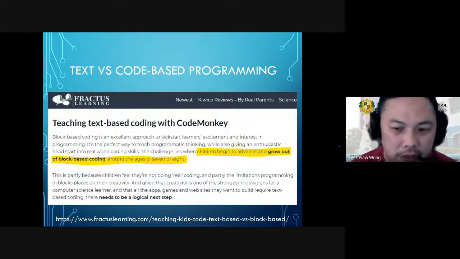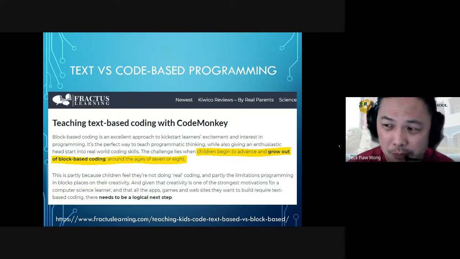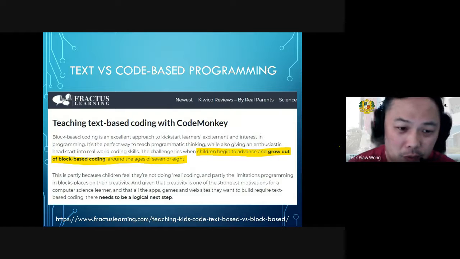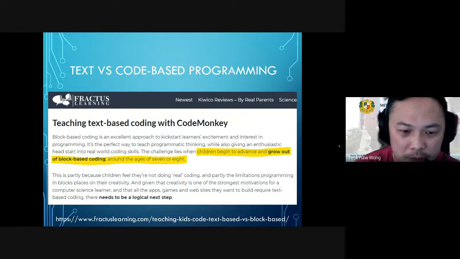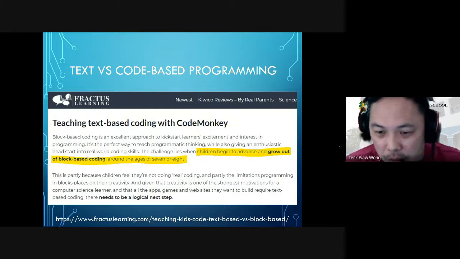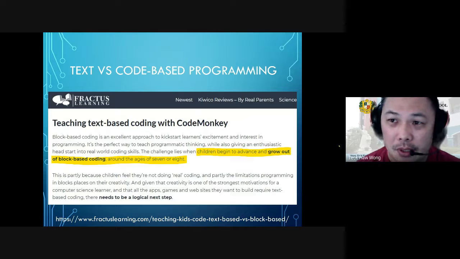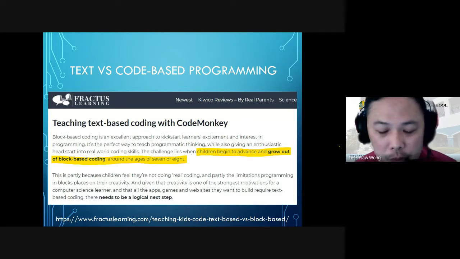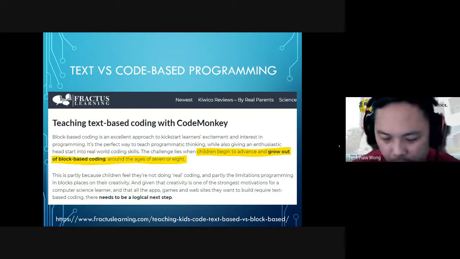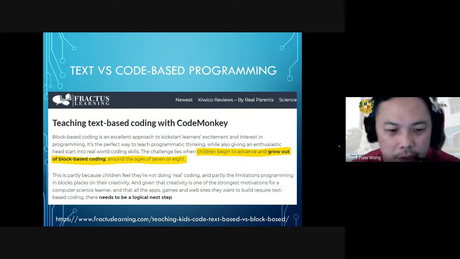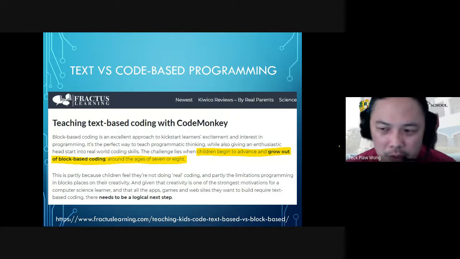So I've been trying to find some literature research about the age appropriateness for block-based programming. There isn't that much. I would say the literature is quite mixed, in support of both strands. But I found this website which says that the challenge lies when children begin to advance and grow out of block-based programming around the ages of 7 or 8. That would be like P2, P3, very lower primary. Whether or not this is appropriate to our local context remains to be seen. But based on anecdotal observations in my class, the higher readiness students are really not that challenged with block-based programming.